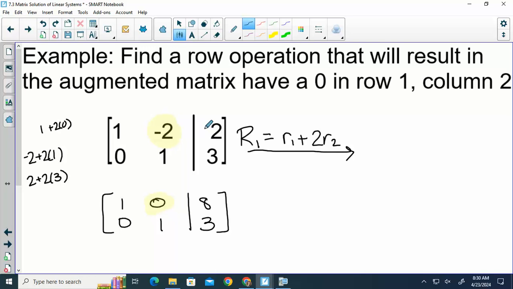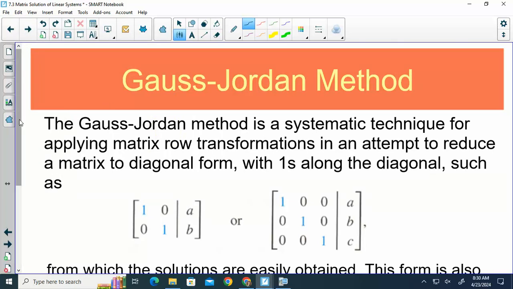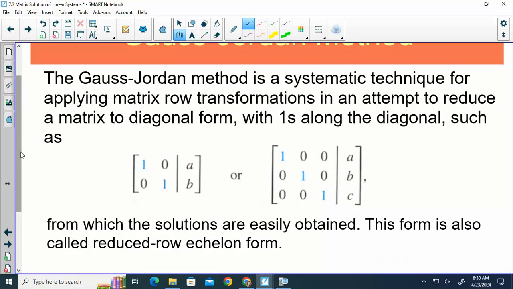So all of this is kind of leading up to how we are going to solve a matrix. We're doing what's called the Gauss-Jordan method. In this method, our goal is to use row transformations to reduce the matrix to a diagonal with ones along the diagonal. Like this. So we want ones on the diagonal, zeros everywhere else. Think about why that's helpful.